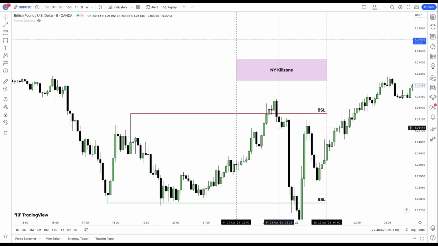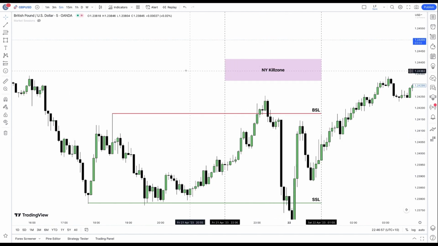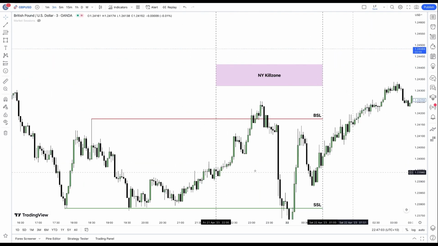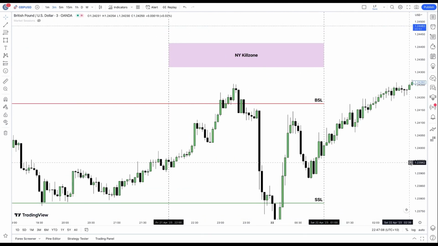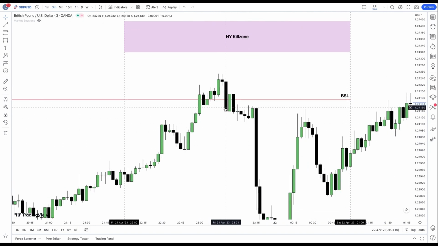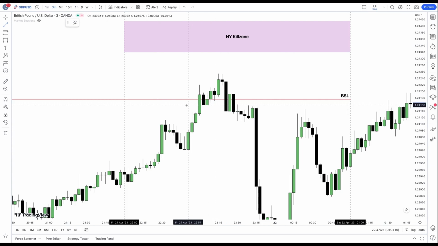Now, I entered my trade around here. I didn't know this was going to happen. But what made me actually take this trade was what I saw on the 3-minute time frame. I could see that there was big displacement in the candle here, and most importantly, it actually made a market structure shift.